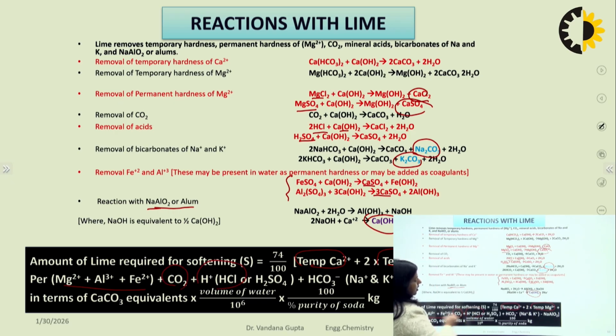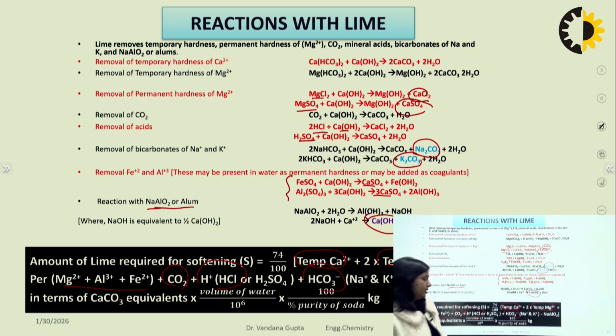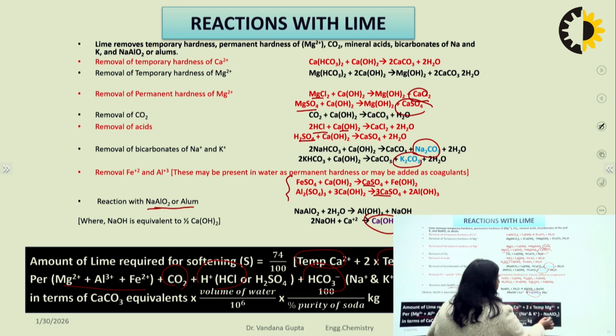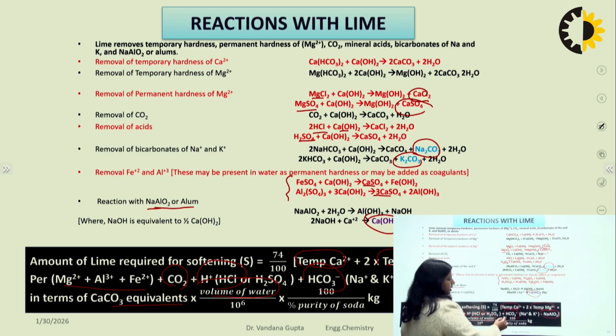Lime can remove H+, which can be provided by HCl or H2SO4. Lime can remove bicarbonates. If we use coagulant, then the equivalent amount has to be subtracted. All are equivalent to CaCO3, divided by volume of water, multiplied by volume of water divided by 10 to the power 6 because we have to convert milligram into kilogram. Multiply by 100 divided by percentage of purity. So this is the formula for the lime softening method.